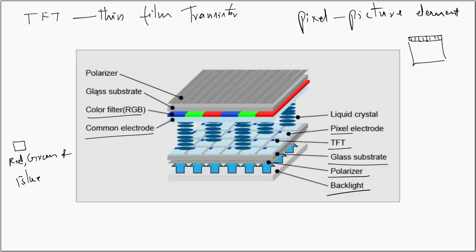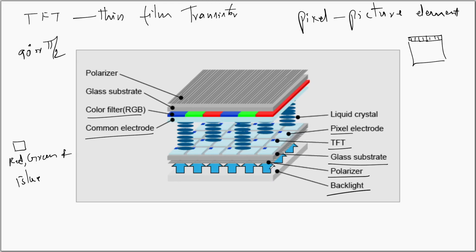Over that we have a glass substrate, and over that we have a polarizer. These two polarizers are placed in a cross state. The polarizer following the diffuser at the bottom, and the polarizer at the top will be in cross state, meaning the angle between the planes of polarization is 90 degrees or pi/2. So this is the structure.